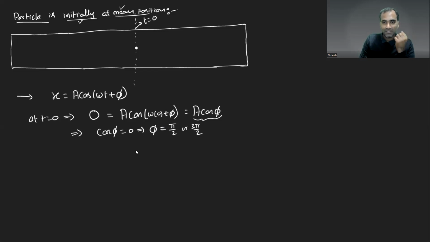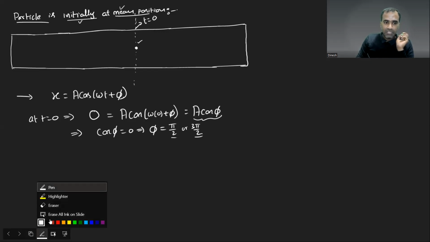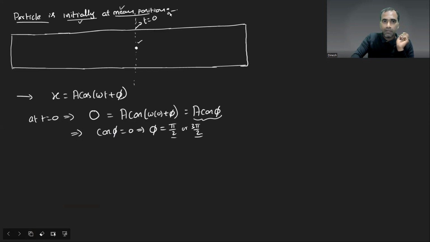Some information is missing. I told you that it is at mean position, but I did not tell you the direction. That information also should be given. If it is not given, you'll be confused whether it is pi by 2 or 3 pi by 2, because cos pi by 2 is also 0 and cos 3 pi by 2 is also 0. So I should give you the direction to remove that ambiguity. I have not given complete information here.